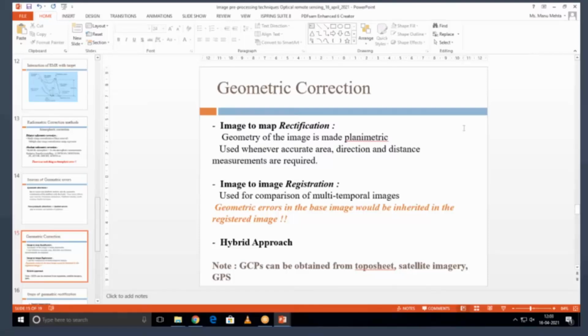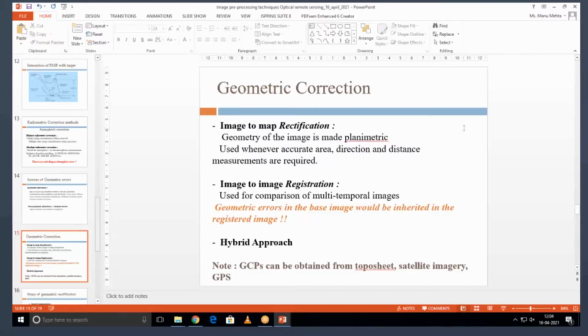However, if you are doing some change detection kind of analysis or multi-temporal images, or you just want to see how temporally some features are changing, that time this kind of image restoration works very well. This process is called image to image registration.